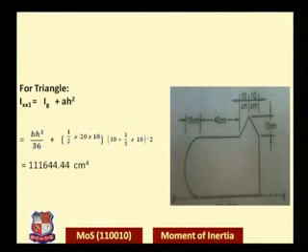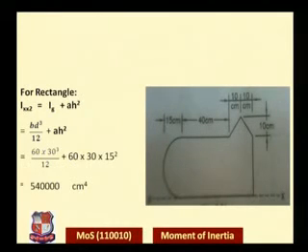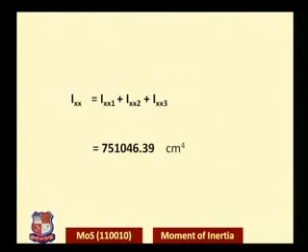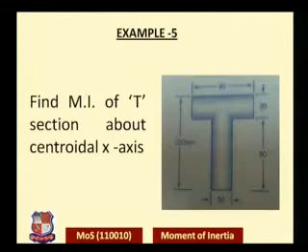The only thing you have to remember is that when you apply the parallel axis theorem, you cannot transfer the value of MI between any two axes. You must remember that when you apply the parallel axis theorem, one of the axes must be the centroidal axis of the element. So accordingly we have found the values for this, and finally just do the algebraic summation.